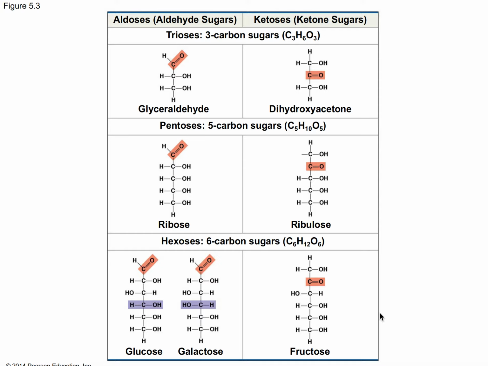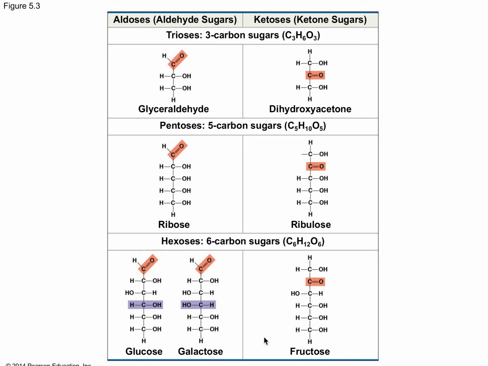The hexoses, they've got 6-carbon sugars, so they're all C6H12O6. And our most common, of course, is glucose. But if you look there, glucose and galactose are the same, except for the placement of the hydroxy group on the fourth carbon. So on the left, your glucose has a hydroxy group on the right, and the one next to it, galactose, has the hydroxy group on the left. So they're actually isomers of one another.